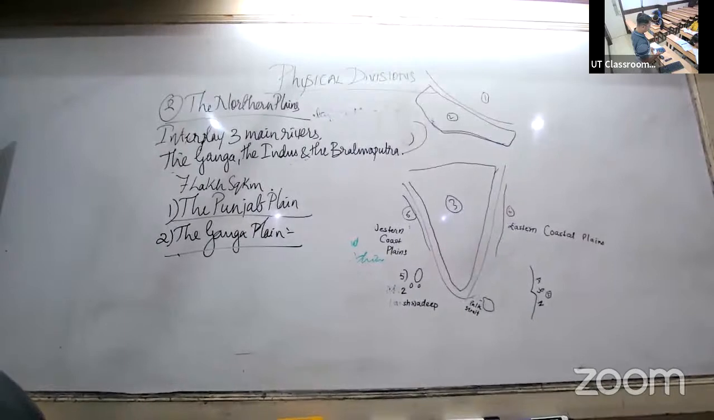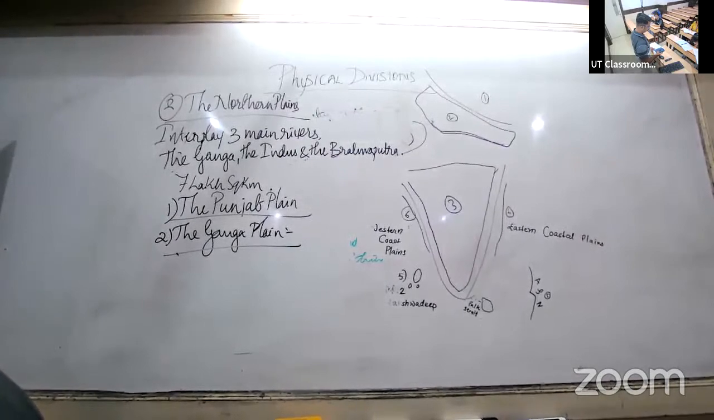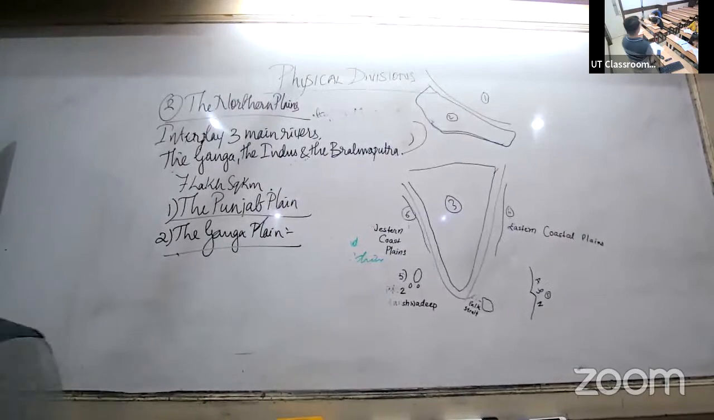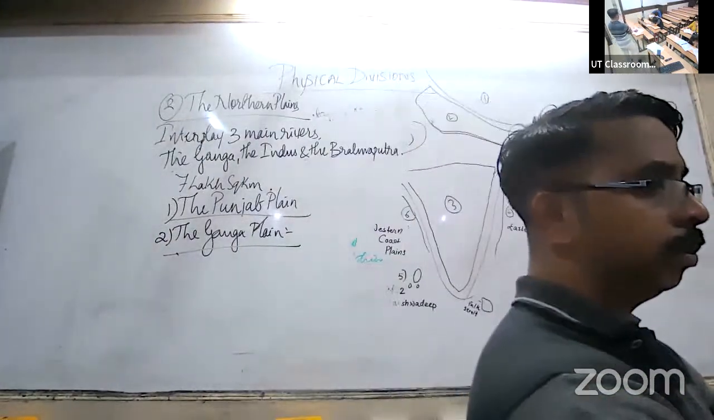Second point: the Yamuna is the most important river, along with its tributaries, making this region more fertile.